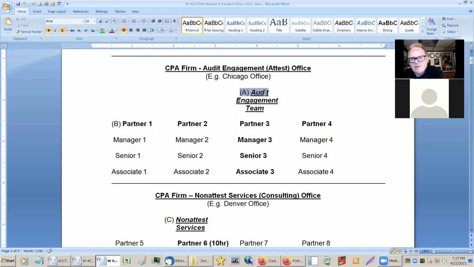The first group, which is kind of obvious probably, is the people who are doing the audit. So people on the audit engagement team: the partner, any manager, seniors, and associates. All of those people on the audit team have to be independent. They're held to a higher standard of independence, I should say. So that's the first group.